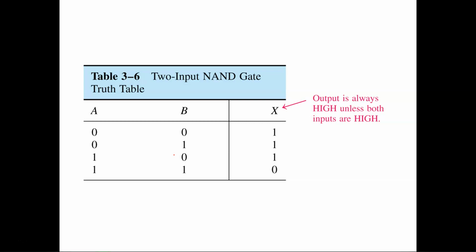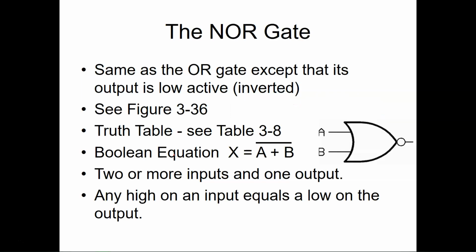Yes, ma'am. Okay. I know I'm fumbling for words right now. So the NOR gate is the same as the OR gate, except its output is low. So two or more inputs and one output, with any high on the input, the output is low.